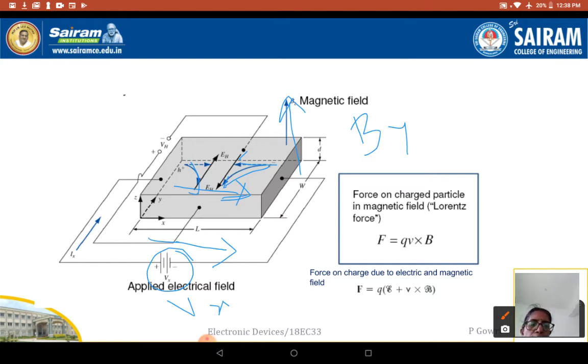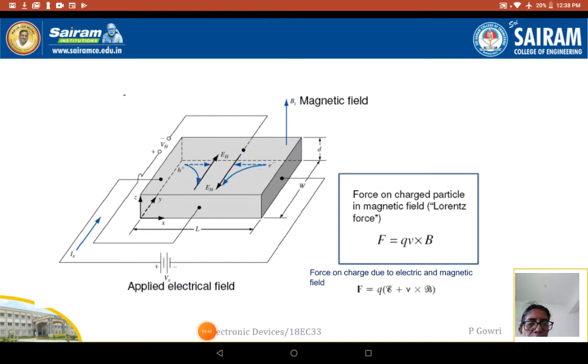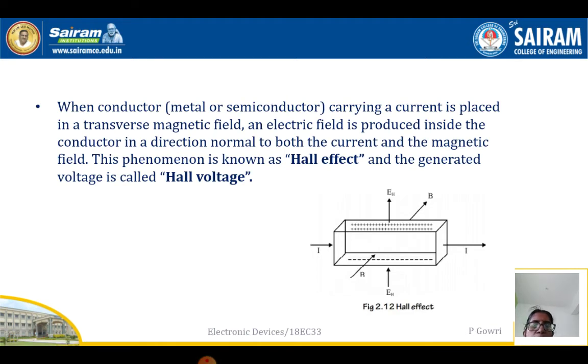The force on the charged particle due to the magnetic field is given by the Lorentz force, F is equal to QV into B. Due to both the magnetic field as well as the electric field, the force is given by F is equal to QE plus QV into B. At equilibrium condition, this QE and QVB will be equal. That effect is called the Hall effect.